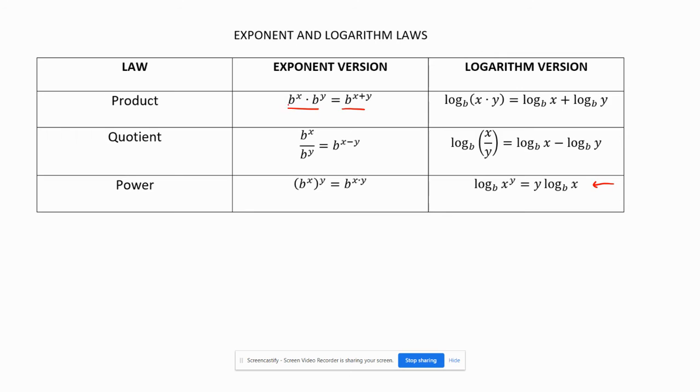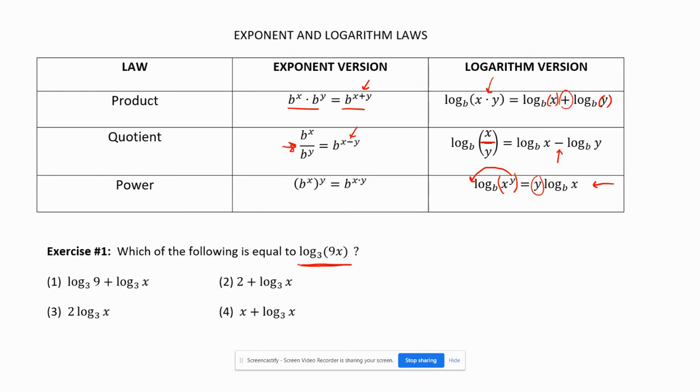When you multiply with the same base, you add the exponents. So when you add two logs, you multiply the inputs, the x and the y. When you divide with the same base, then you subtract the exponents. So when you subtract two logs, you divide the inputs. And then this one's a little bit different. When you raise a power to a power, you multiply the exponents. But here, if we've got an expression with an exponential part inside, we can move that y, that power, out into the front. So let's see how to use this.